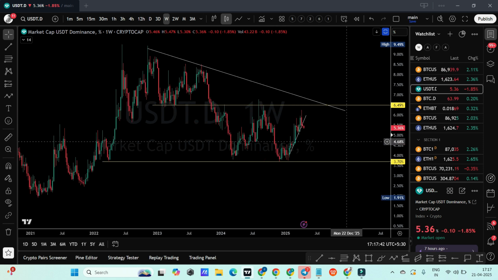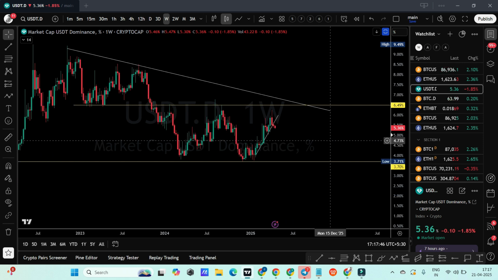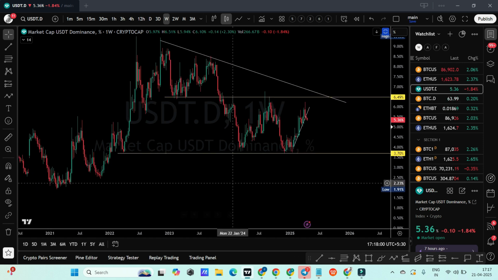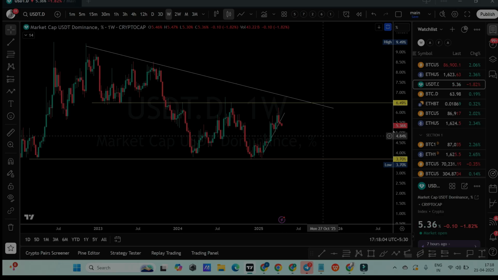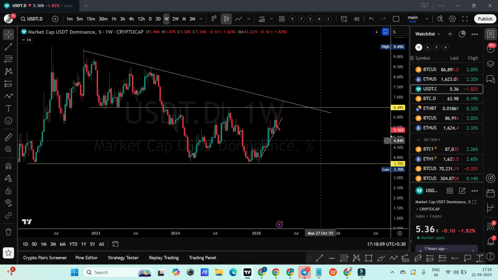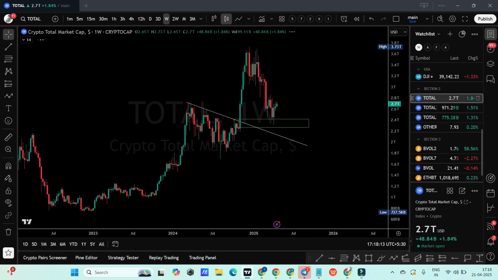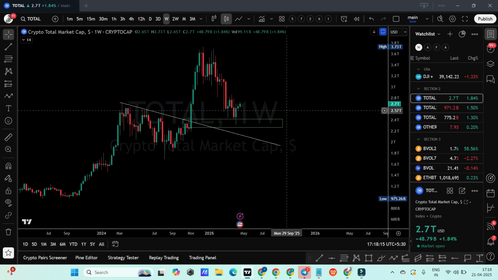So according to the USDT dominance analysis, one thing we can observe here is that there is no stronger pullback coming in the crypto market. If that has to be stronger, we need to lose this 3.7. So that's what we need to understand here now in the market. What about the altcoins? Before the altcoins, let's see the total market analysis once.